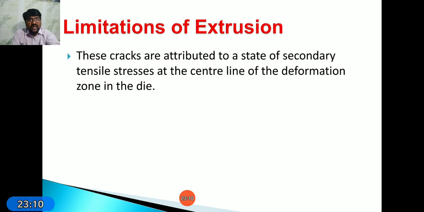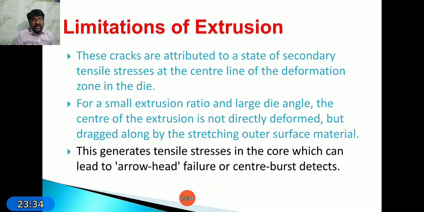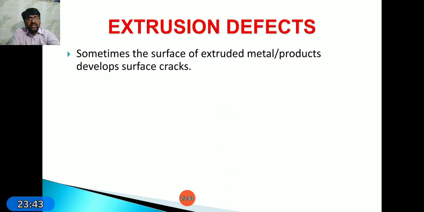Next, these cracks are attributed to a state of secondary tensile stress at the center line of the deformation zone in the die for small extrusion ratio and large die angle. Next, the center of the extrusion is not directly deformed, but dragged along by the stretching out of the surface material. This generates tensile stresses in the core, which can lead to arrowhead failure, the center burst defects. These are the extrusion defects.